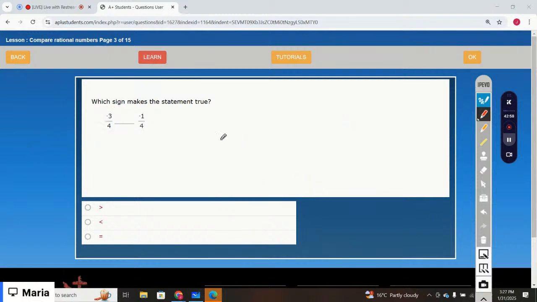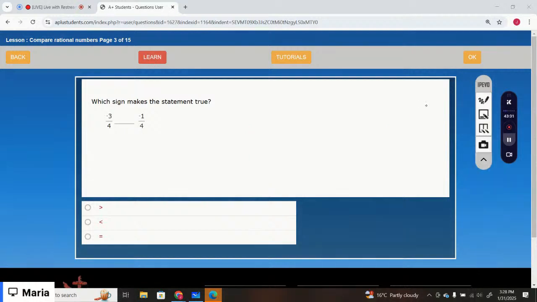So negative 3, when we are on the negative side of the numbers after the 0, as you are moving far from 0, the numbers are getting smaller and smaller, right? So negative 3 is smaller than negative 1. So negative 3 over 4 is less than negative 1 over 4. Got it? On the negative side, as you are moving far from 0, the numbers are getting smaller and smaller. Negative 3 by 4 is less than negative 1 by 4.